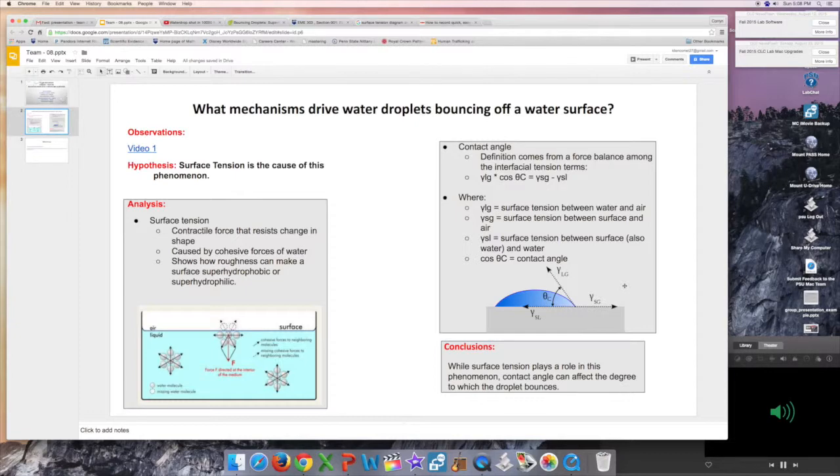So for our conclusion, we realized while the surface tension does play a role in the phenomenon of the water droplet bouncing, we also realized that the surface tension between the water and the air and the surface and the air also contribute to the droplet bouncing.